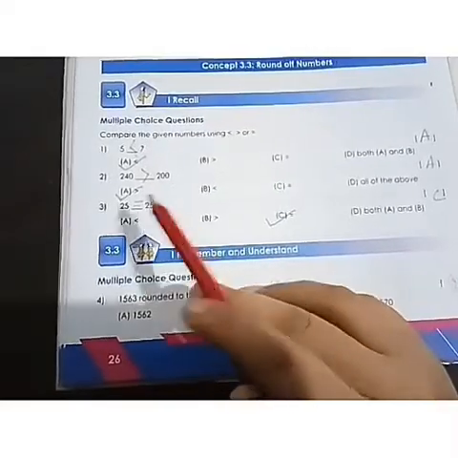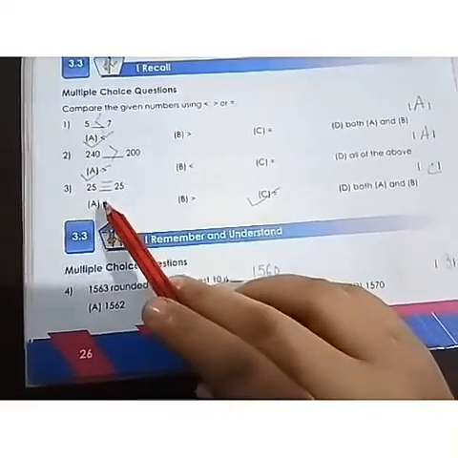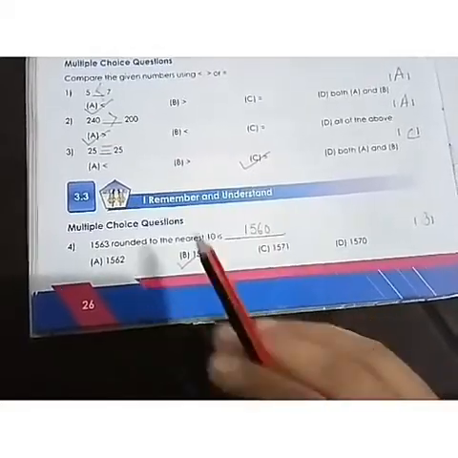The third question is 25 and 25. That means both left hand side and right hand side are equal. So we'll put the equal sign. Option number C. Now the questions are about rounding off.